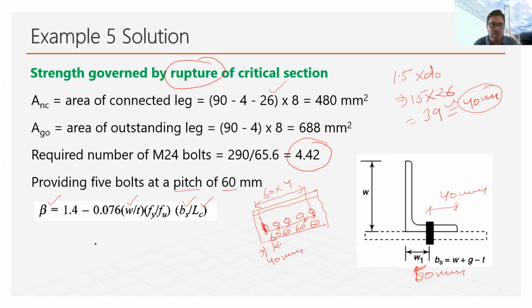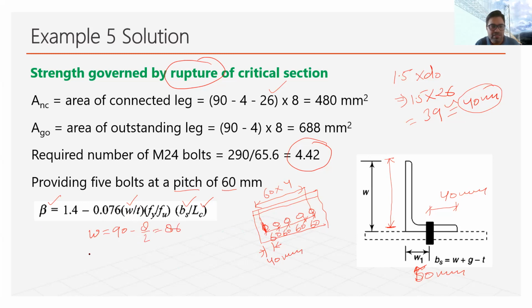Now we know what the value of W is. Generally W is measured from the center of this up to this. So the W value will be 90 minus 8 by 2, which becomes 86. Similarly, the T value we already know.